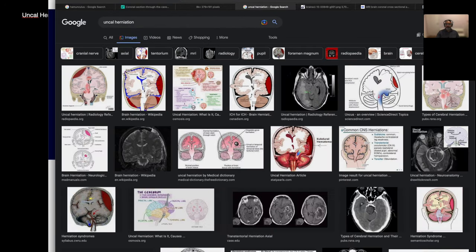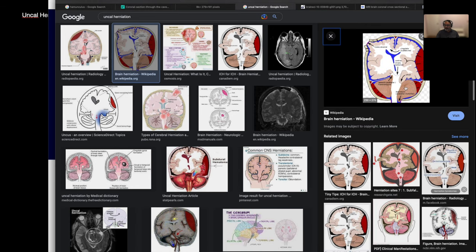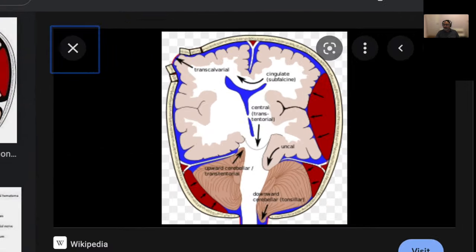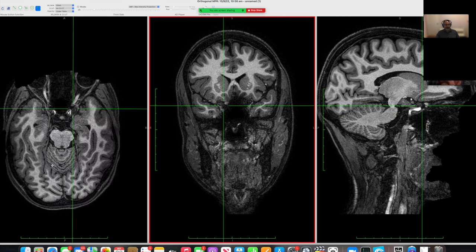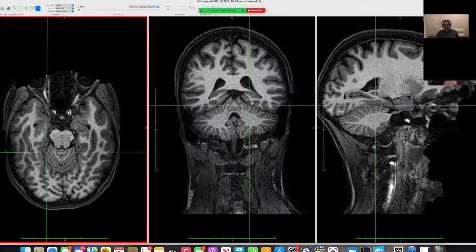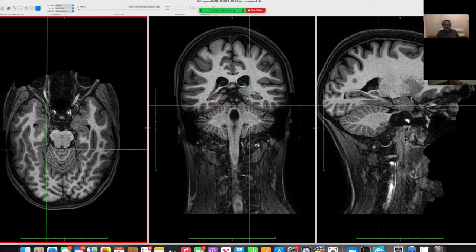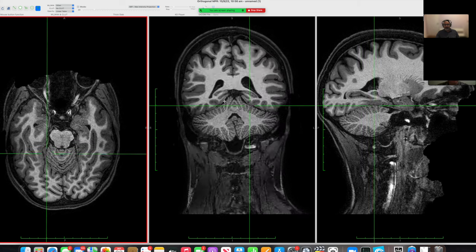So this is a good image for an uncal herniation. It's too small, but I guess you can still see it. You saw that little area from the tentorium cerebelli? It is here. This area, you see? Brain tissue from here can herniate inwards. And that's an uncal herniation.